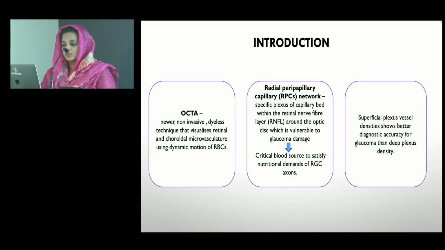Also, the radial peripapillary capillary network is a specific plexus of the capillary bed within the RNFL layer around the optic disc, which is vulnerable to glaucomatous damage, and it constitutes a critical blood source to satisfy the nutritional demands of RGC axons. Superficial plexus vessel density shows better diagnostic accuracy for glaucoma than deep plexus density.